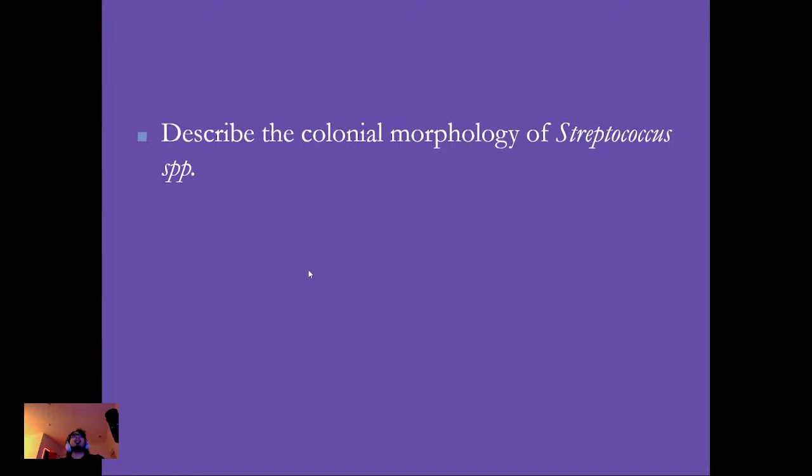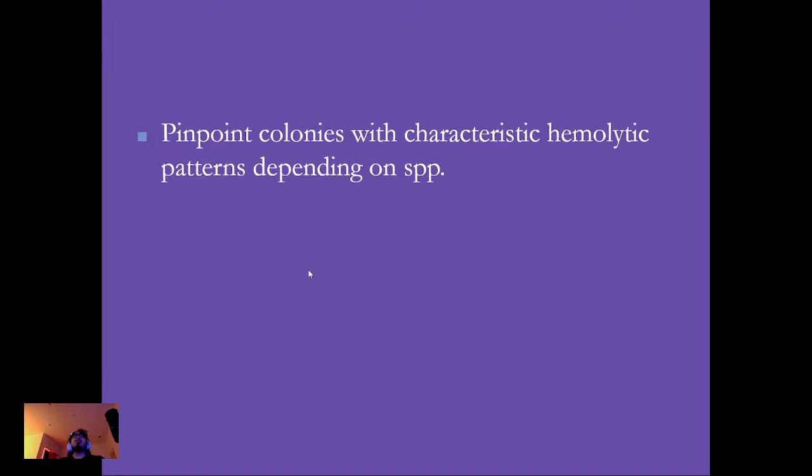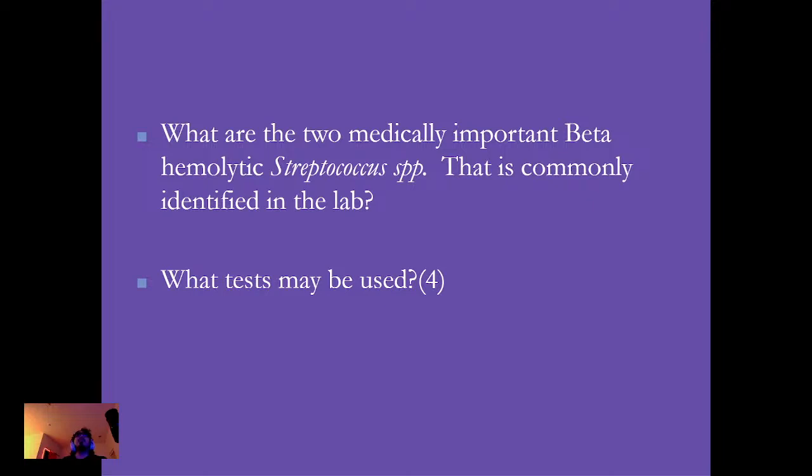Okay? Next, let's talk about colonial morphology naman. Colonial morphology is yung appearance niya as colonies on the blood agar plates. Describe the colonial morphology of Streptococcus species. They have what you call a pinpoint colony with a characteristic hemolytic pattern depending on species. Okay? So, pakita nga natin. Ang sagot, pinpoint colonies. Alright, next, let's move on to the next slide.